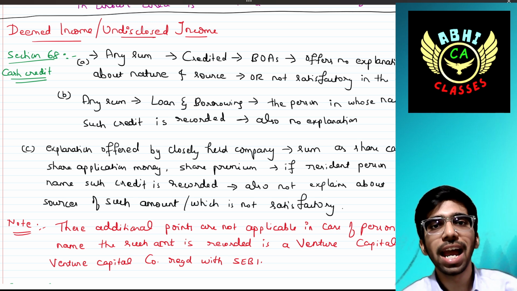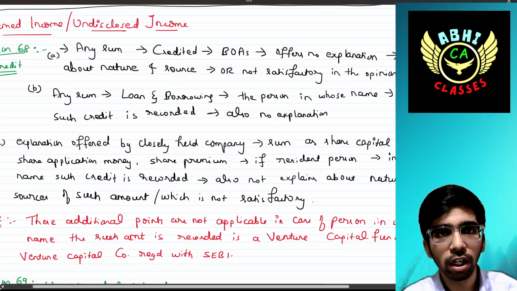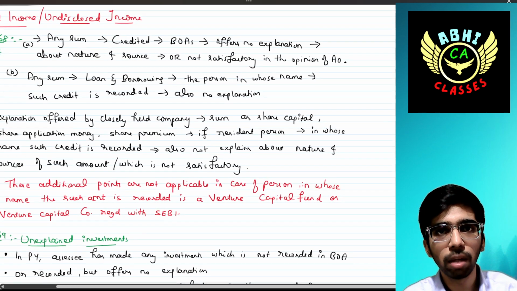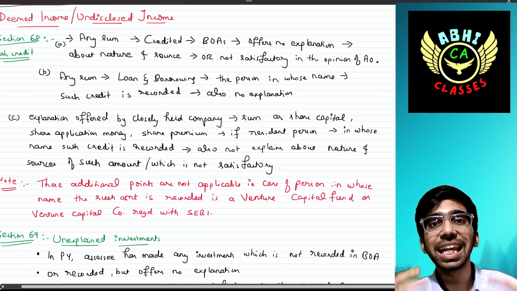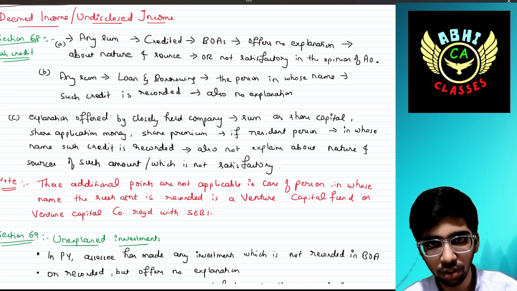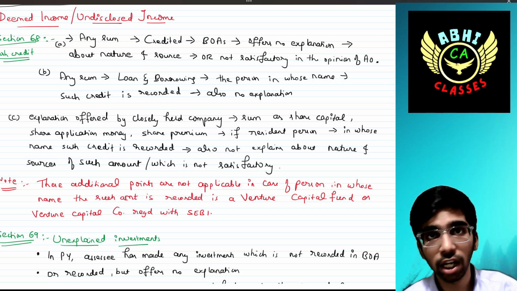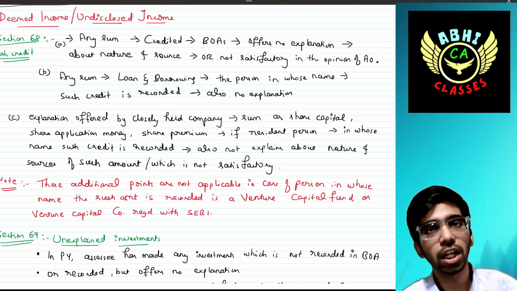Section 68. Any sum credited in the books of accounts, I have written like this, okay? Any sum credited in the books of accounts where the assessee is not offering any explanation with regard to the nature and source, or the explanation is not satisfactory in the opinion of the assessing officer, that is the income tax officer. He has given an explanation, but the assessing officer is not satisfied.